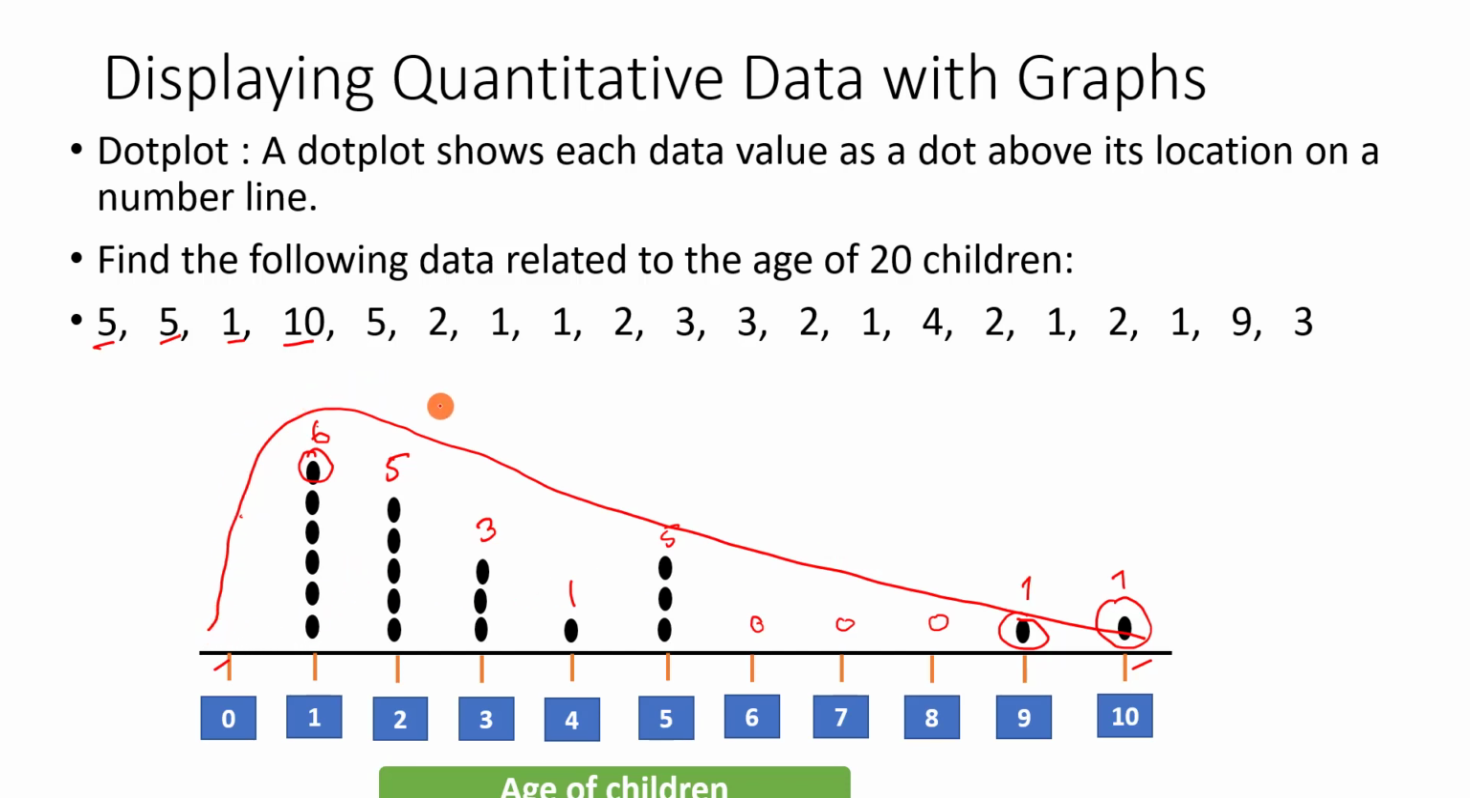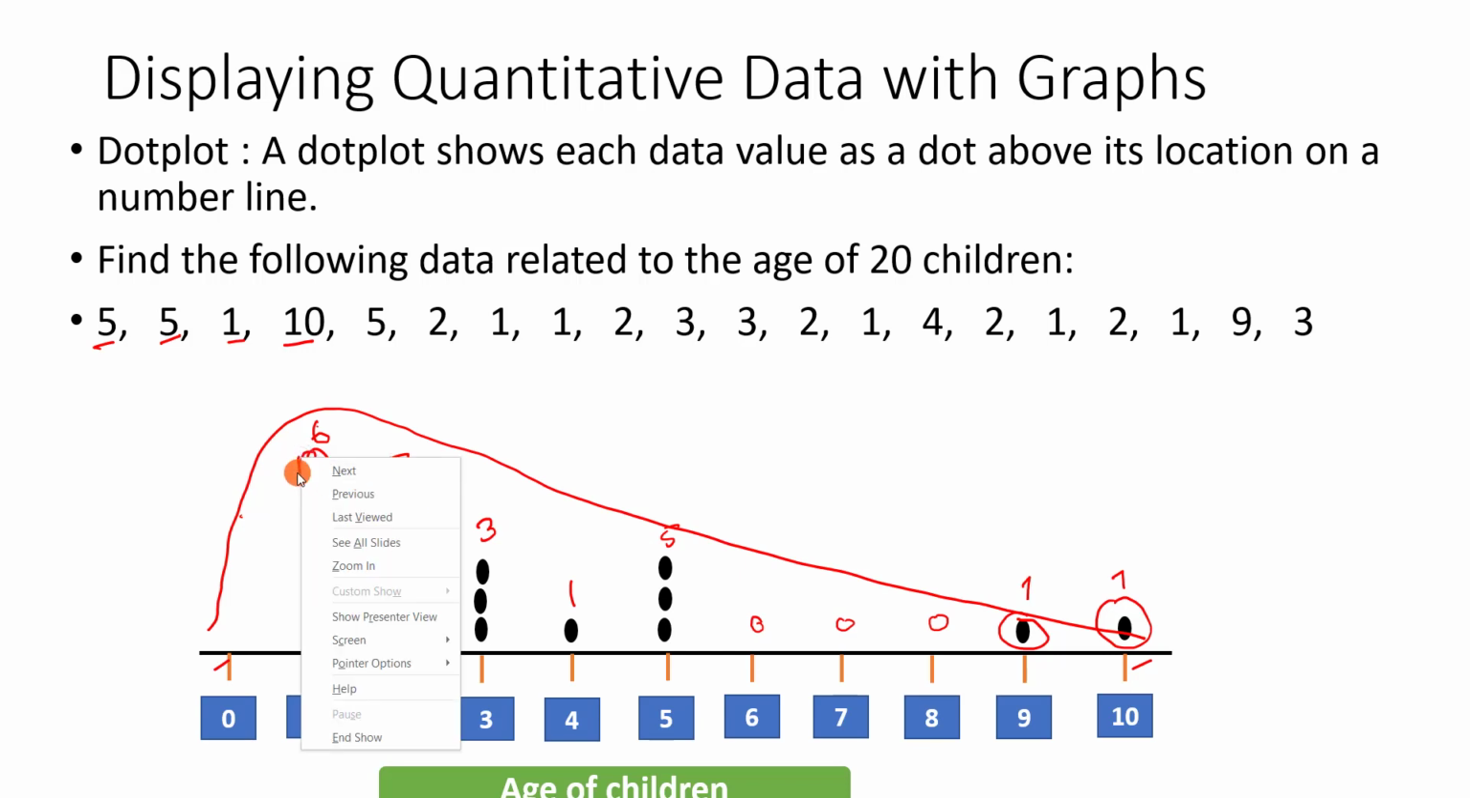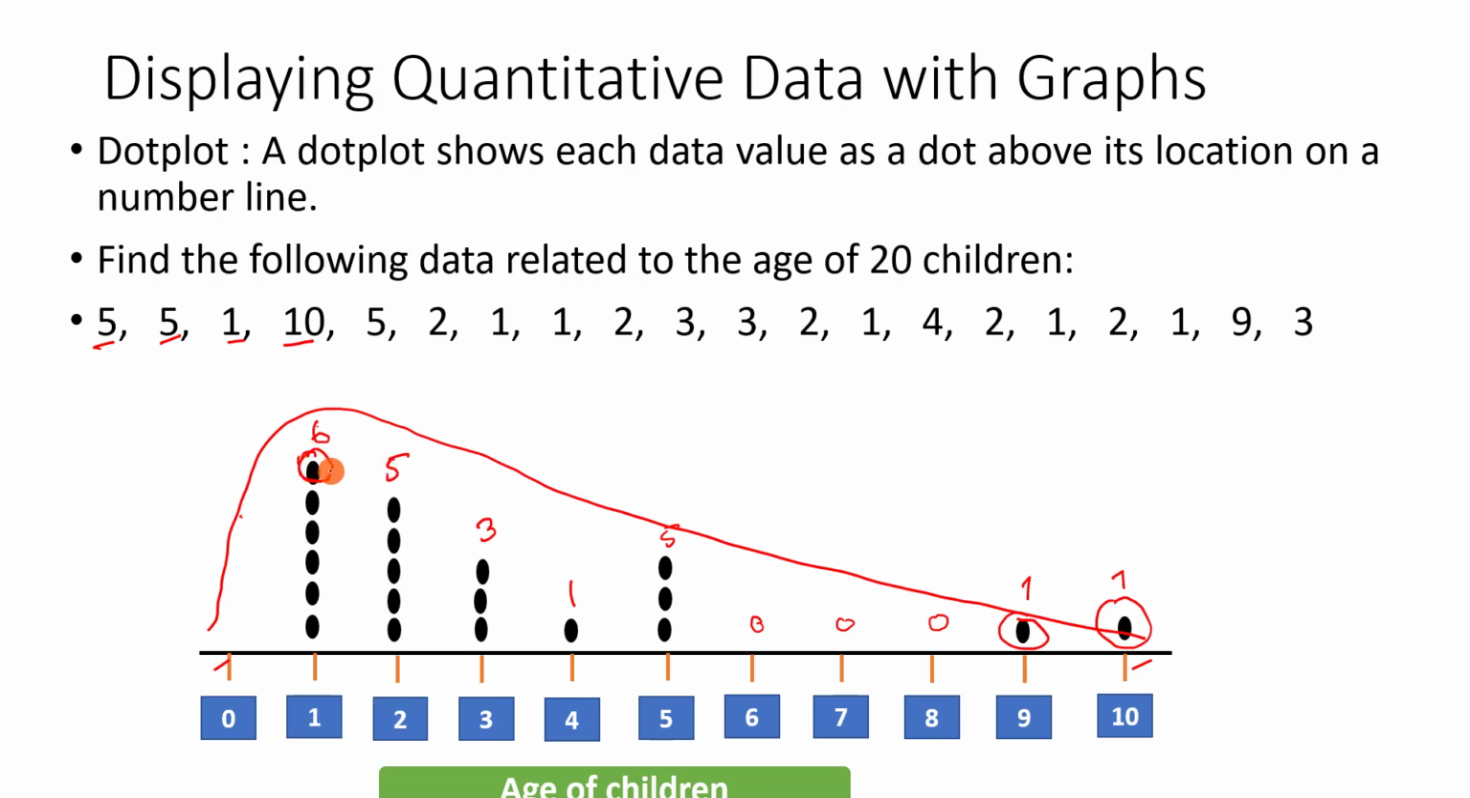We can understand about shape of the distribution. We can understand the modal value or the peak of the distribution. We can understand the frequency of corresponding values in the distribution of the data, and also we can identify median and quartiles. You can also use the dot plot to identify median and quartiles.